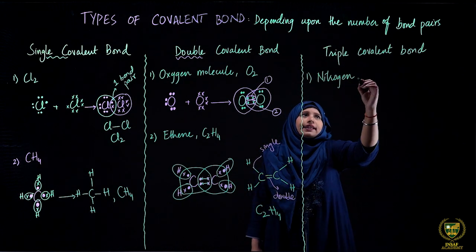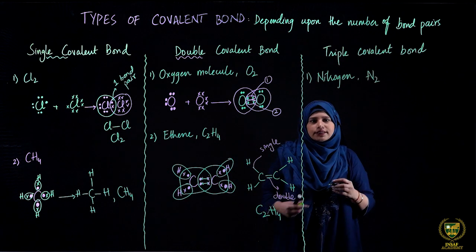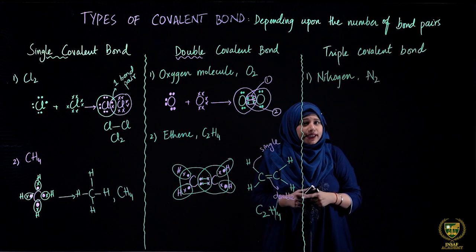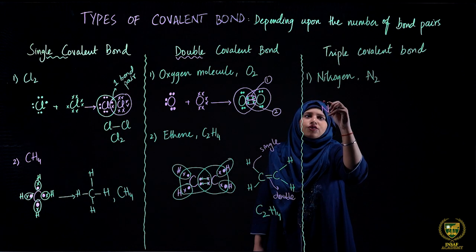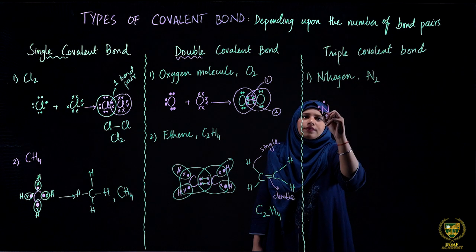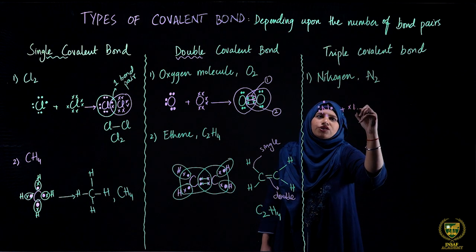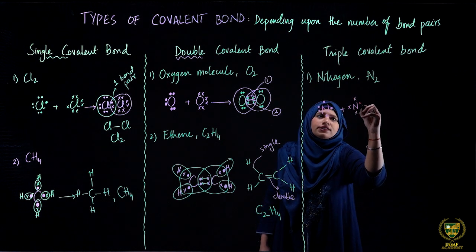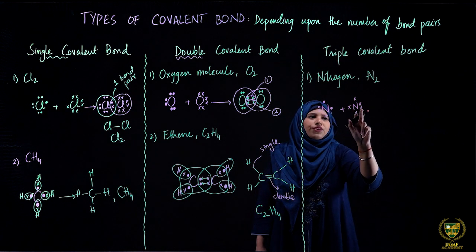Nitrogen is a gas and it exists in molecular form which is N2. So देखते हैं कि आखिर N2 कैसे बनता है. So nitrogen is having 5 electrons in its outermost shell like this. And if we talk about another nitrogen, so it would be having 5 electrons in its outermost shell. 1, 2, 3, 4, 5, 1, 2, 3, 4, 5.